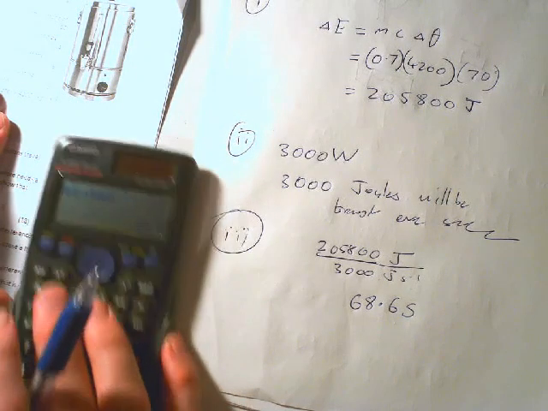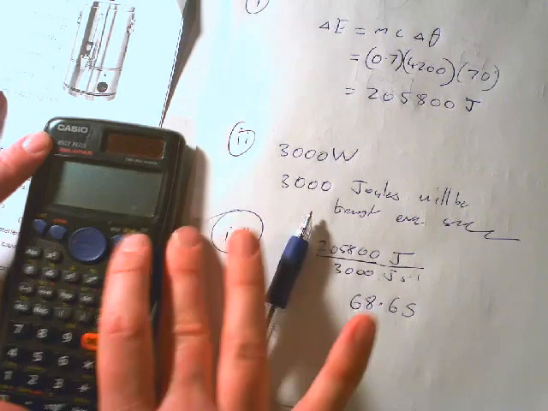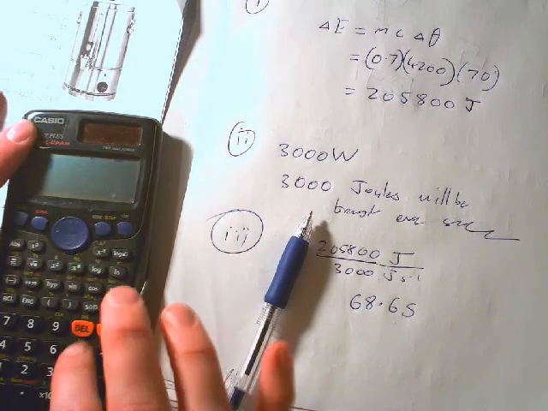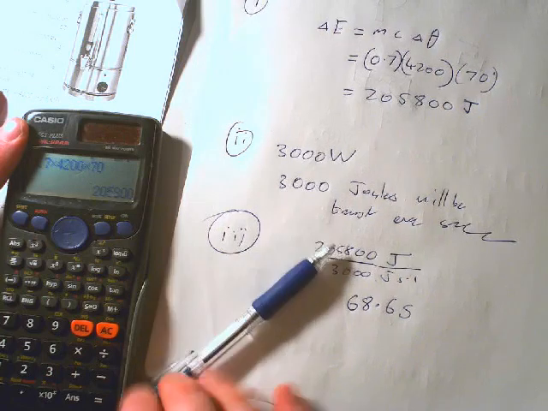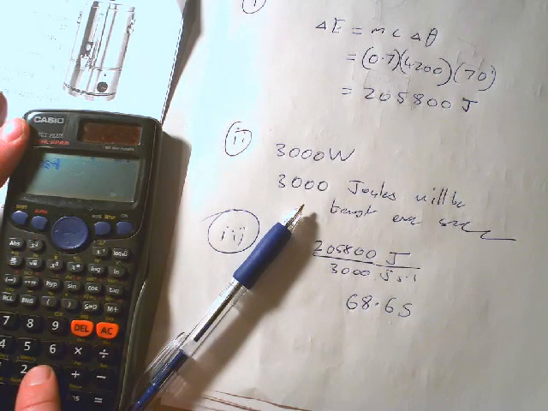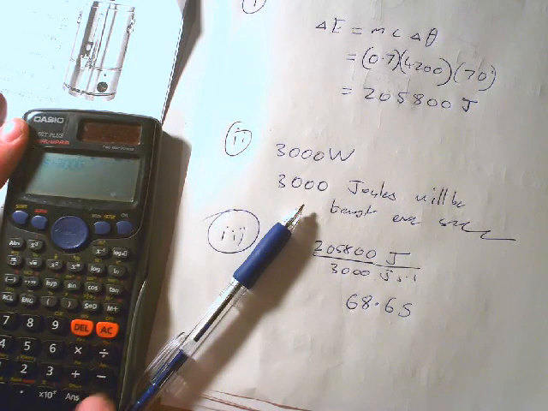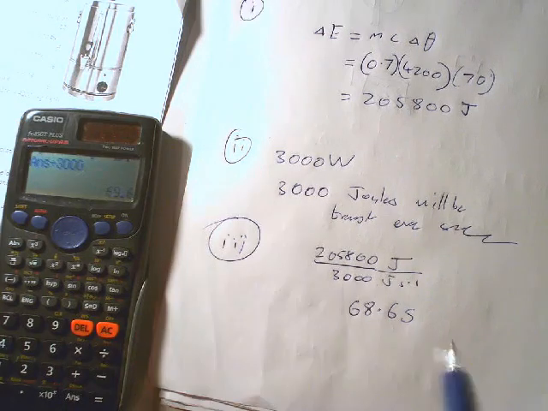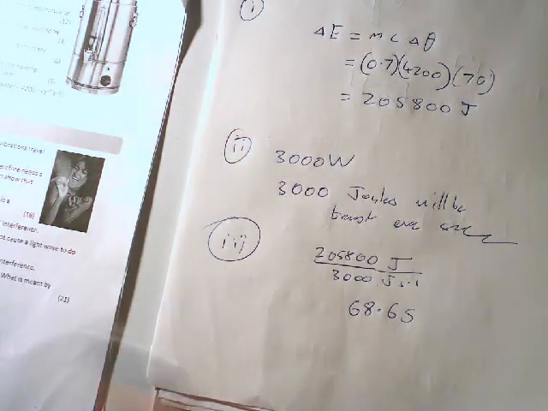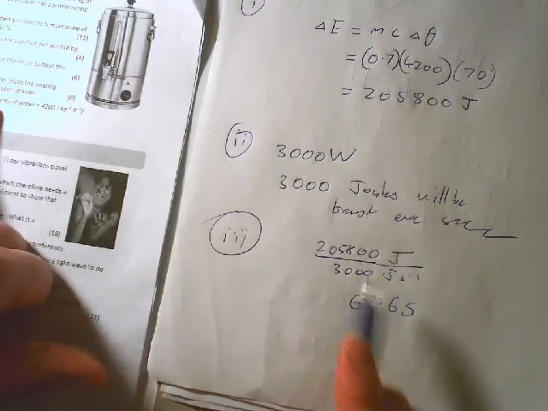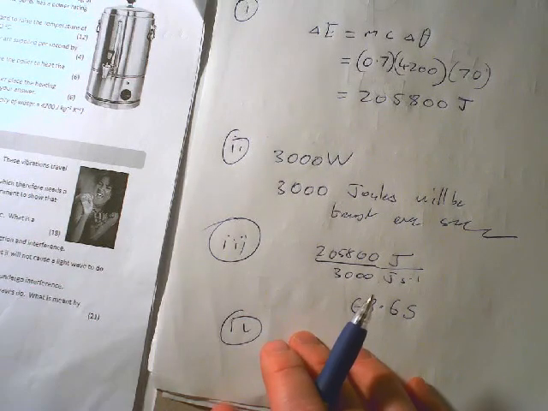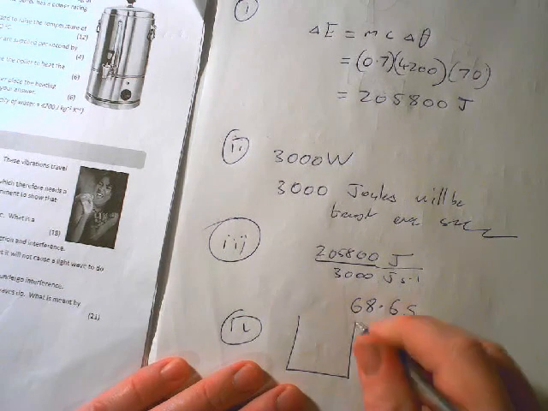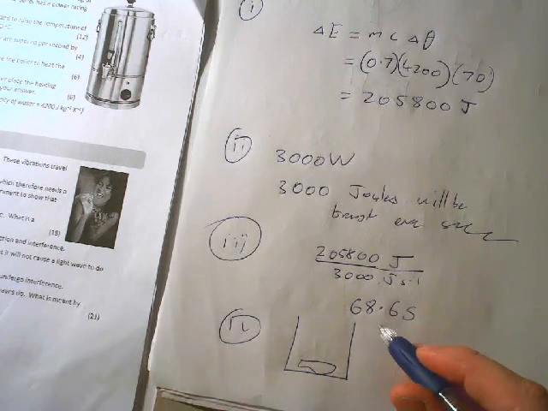Skip forward past that. So that's part 3. How long will it take? 68.6 seconds. Now that seems quite fast to heat that water up. Let me just check our numbers here. 0.7 times 4200 times 70. 205,800 divided by our power transfer of 3,000. No, that's what we got. 68.6 seconds. That seems quite fast, but then it is quite a powerful boiler.